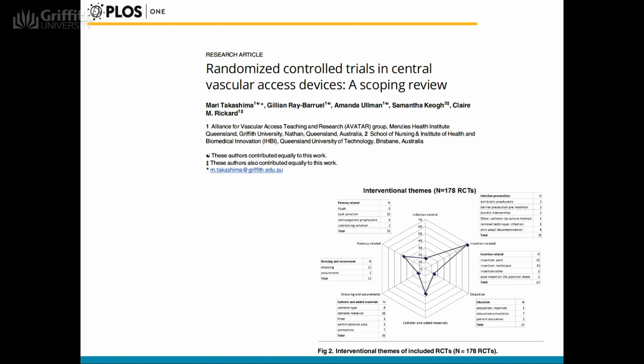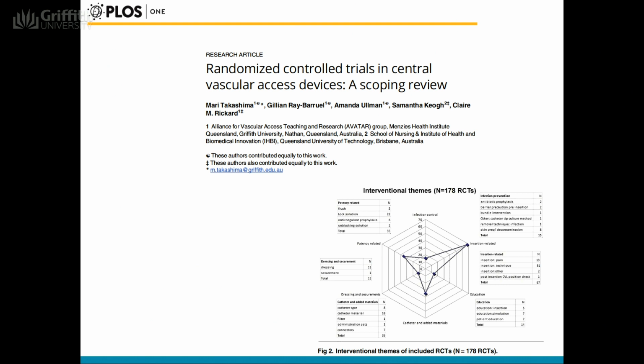Now, this is very interesting. This was a scoping review that my colleague Mari Takashima and my other colleagues, we did together. And Mari had the brilliant idea of putting our results into a spider web. And you can see very clearly there that for this topic, the points of the spider web show you which was the most common topic found in the literature.